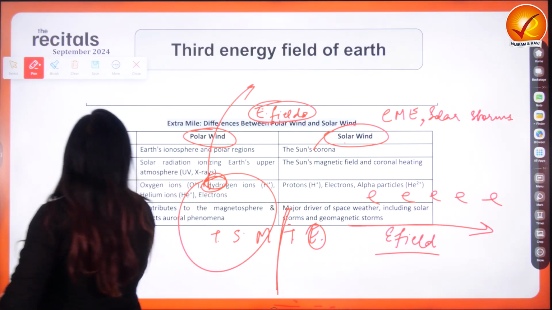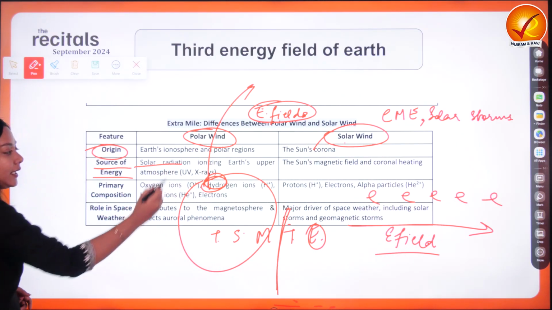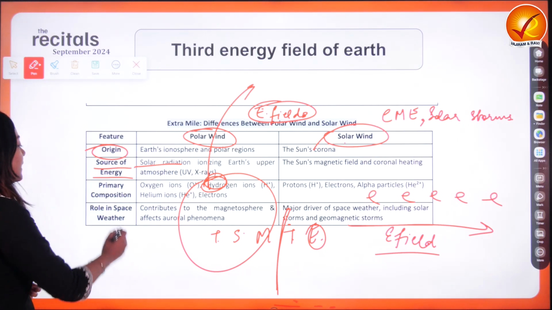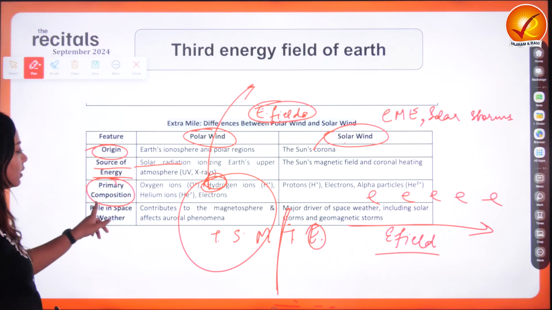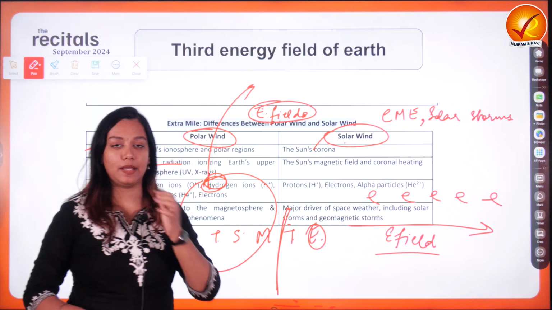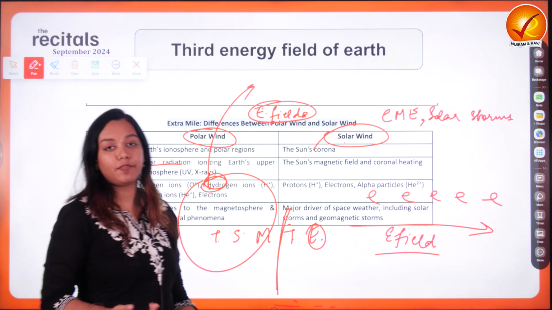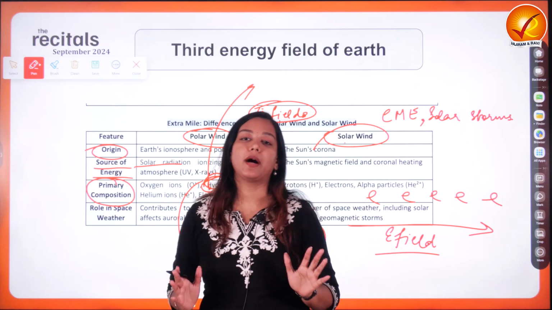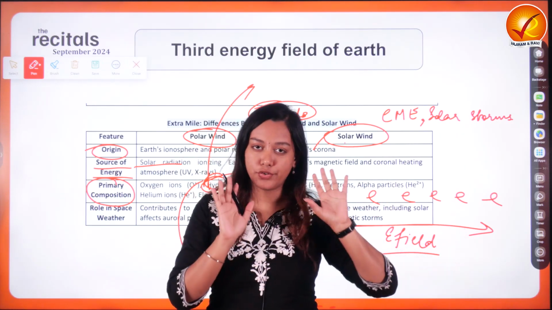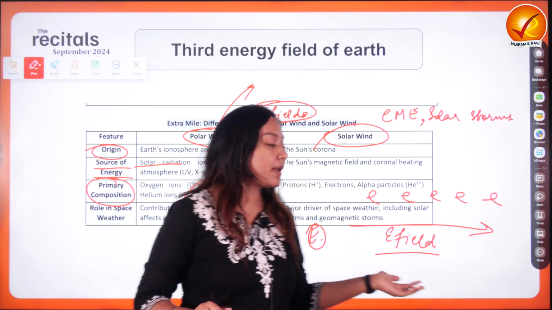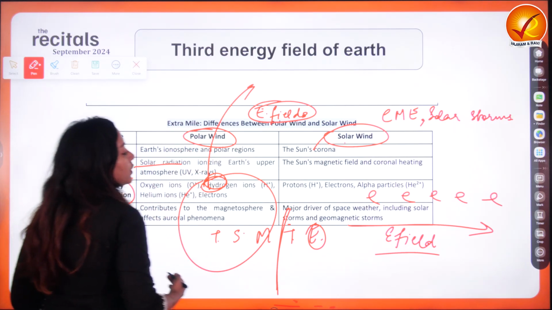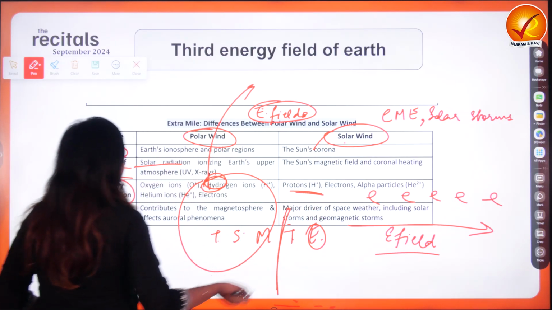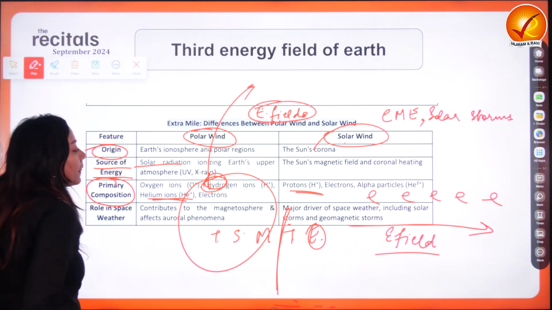Next is, what is the source of energy? It's the solar radiation. We have already taught you. Next is, what is the primary composition? Now here comes the classic difference between both of them. So see, these are electric fields, these are electrons. So electrons are essentially comprising the beta particles. Beta particles are nothing but electrons only. Then it obviously would comprise the helium ions. So there are protons, there are helium ions.